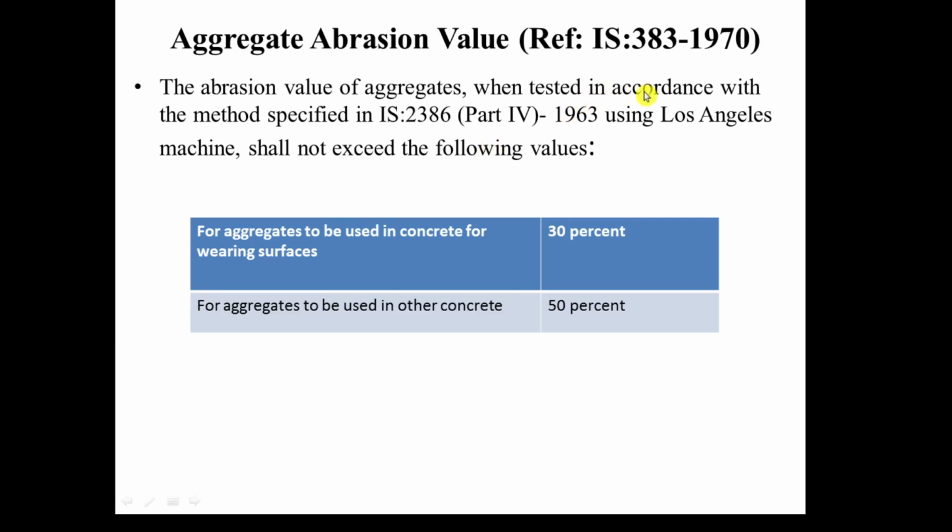The abrasion value of aggregates when tested in accordance with the method specified in IS 2386 part 4 1963 using the Los Angeles machine shall not exceed these values: for aggregates to be used in concrete for wearing surface, it shall not exceed 30%, and for aggregates to be used in other concrete, it shall not exceed 50%.